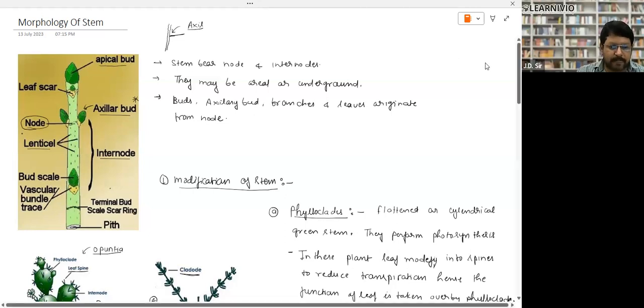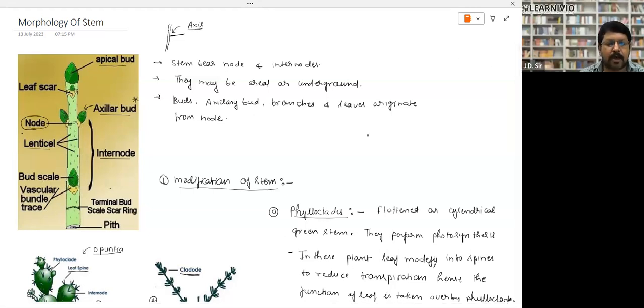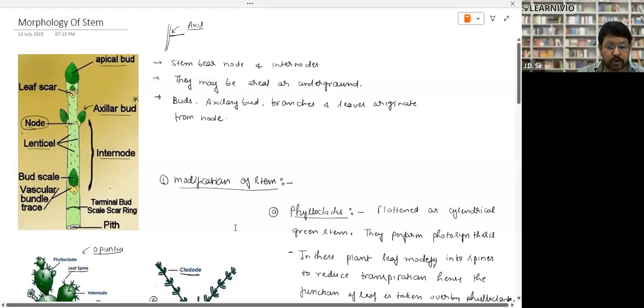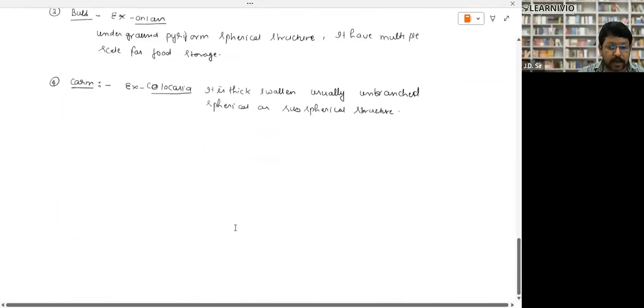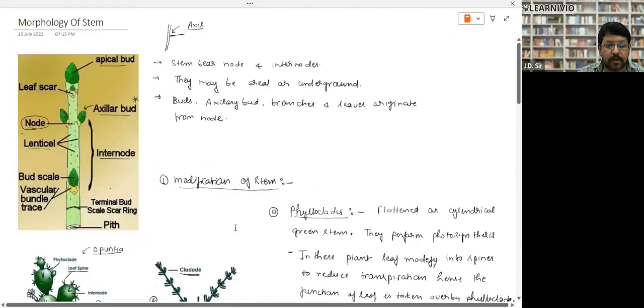Now come to the major features. Stem bears nodes and internodes. That is a peculiarity of stem. Why do we call potato a stem? Potato is not a root. Potato is a stem, because potato bears nodes and internodes, right? So look, this is the potato.